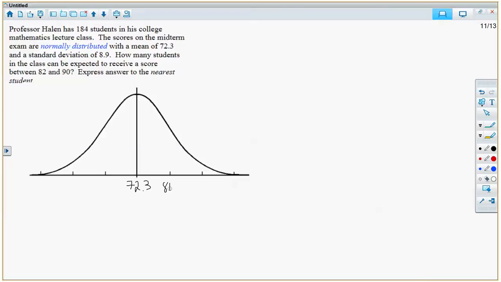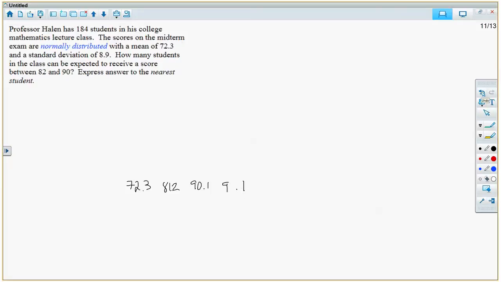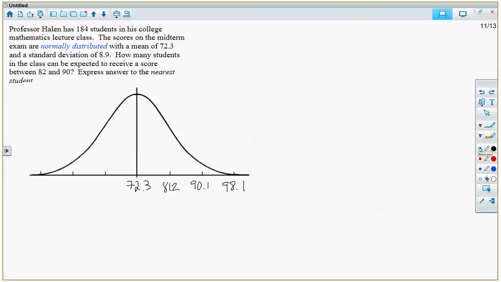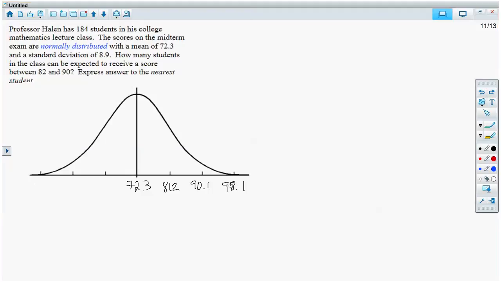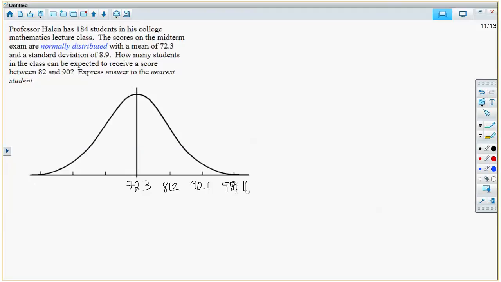81.2. 90.1. And what's the last one? 98.1. And somebody give me these three numbers. It's 99, sorry. 98. Okay, I can't rely on y'all. My bad. That's right. 99.1. It's 99.